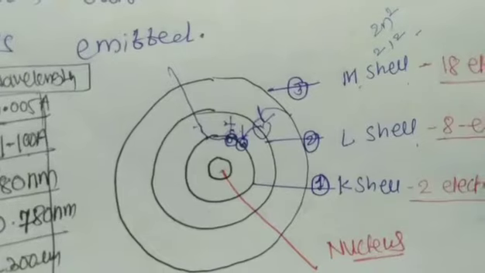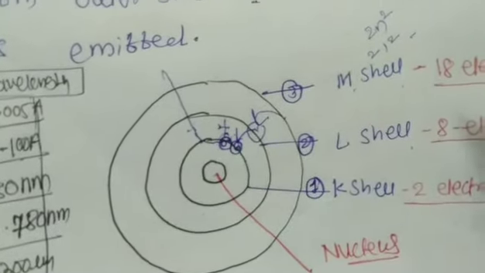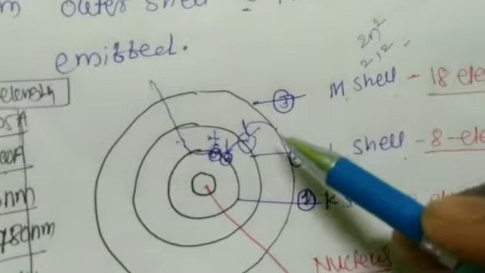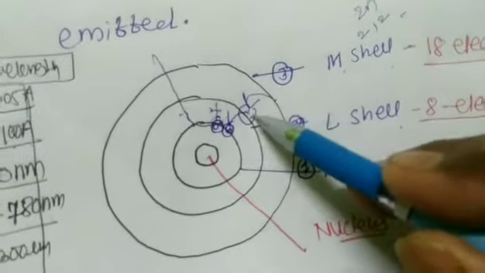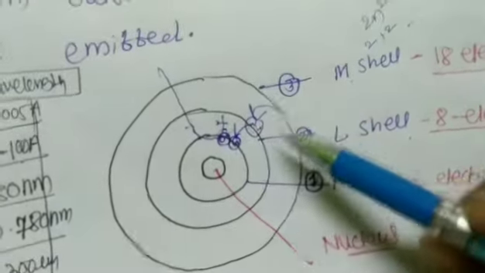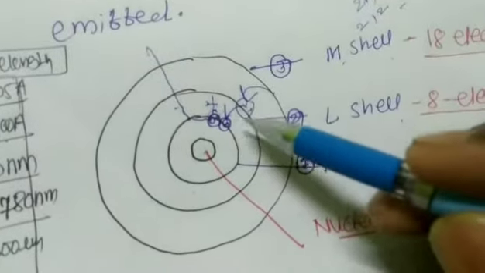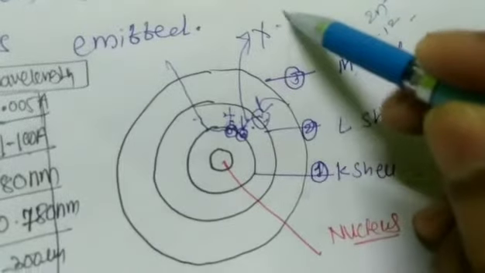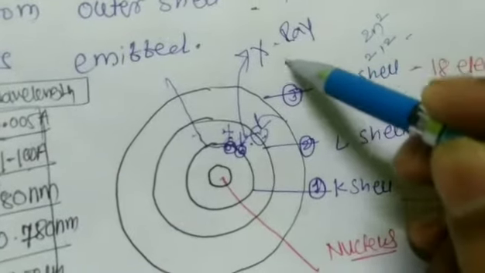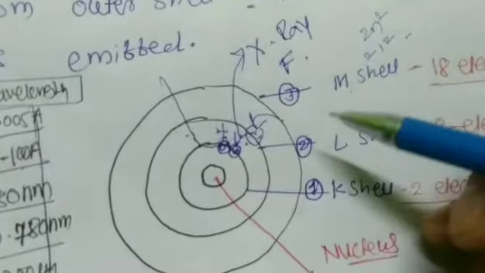So when the outer electrons come from the L shell to the K shell, there is an emission of X-ray fluorescence.